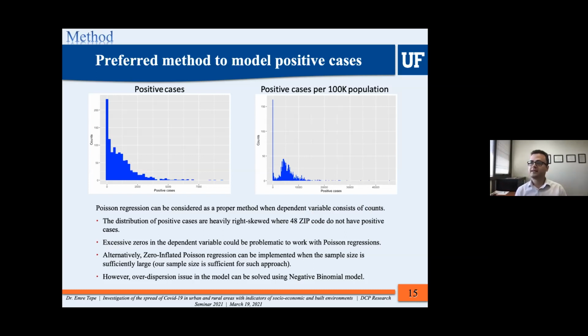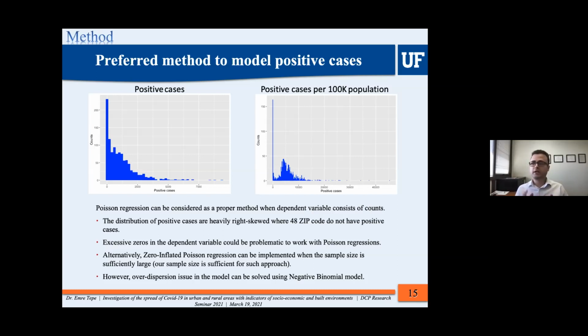Plus, not every county experienced COVID at the same time. If you remember, Miami started, I think Tampa was the first one. Then Orlando, and Miami followed Tampa. I also introduced that spreading time over these zip codes in the model as a control variable.